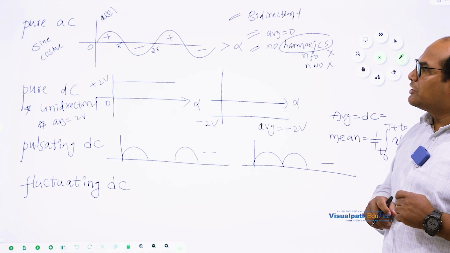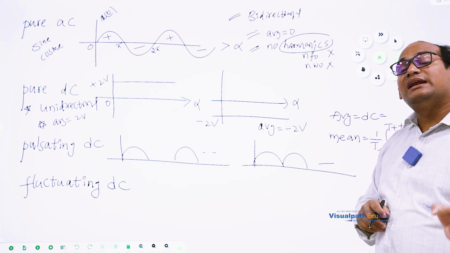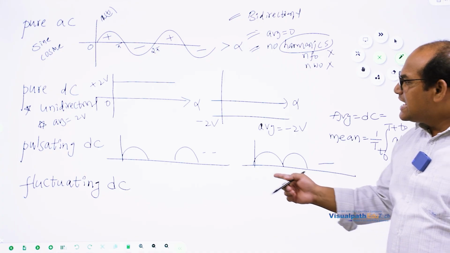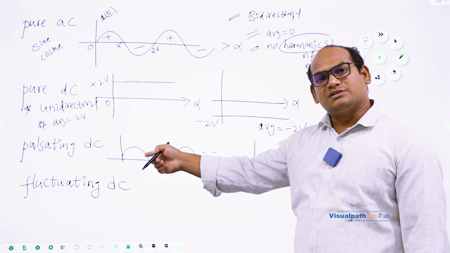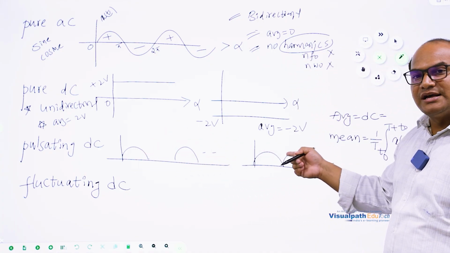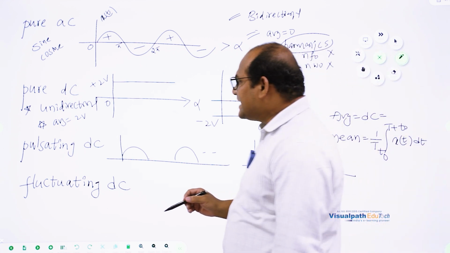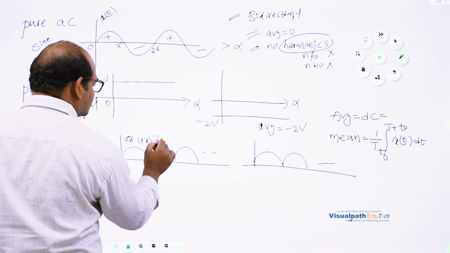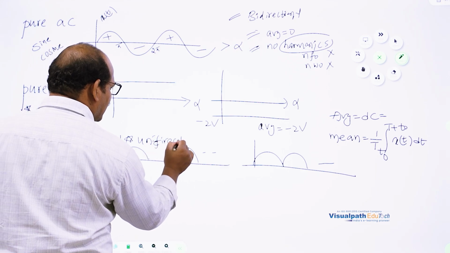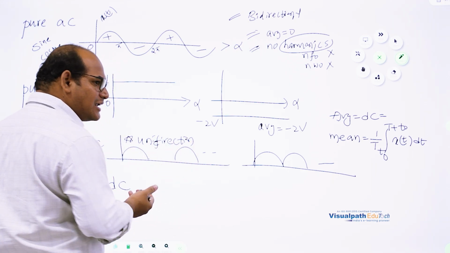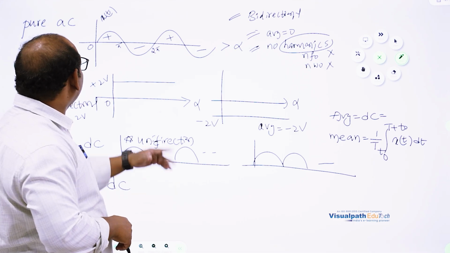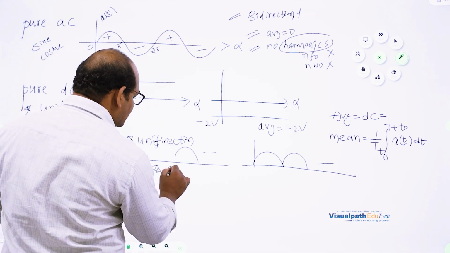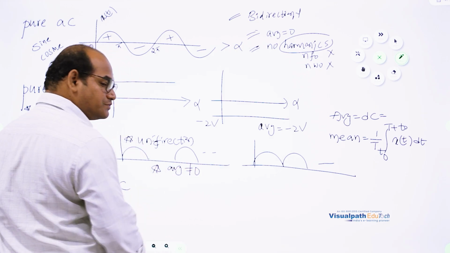What is the definition we can give? Is it a bidirectional signal or a unidirectional signal? It is unidirectional only, because this contains only positive values, and this also contains only positive values. So we can tell that one property of the pulsating DC signal is that it is unidirectional, and its average value is not equal to 0. For the pure AC signal, the average value is equal to 0, but here the average value is not equal to 0.